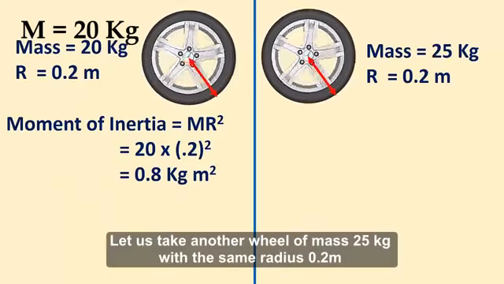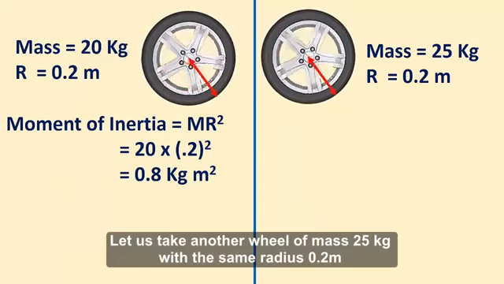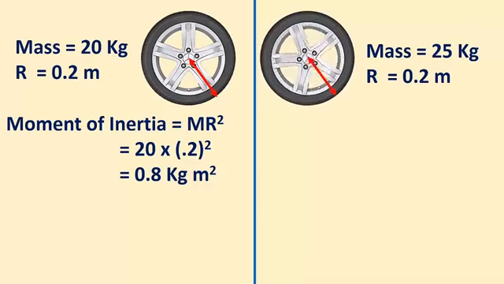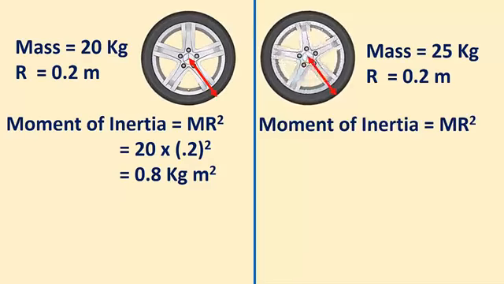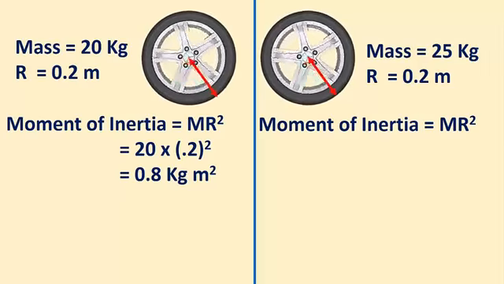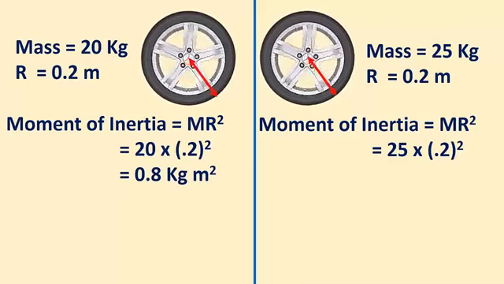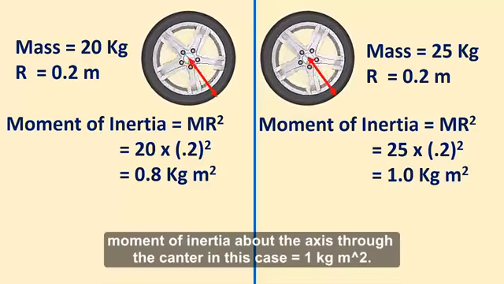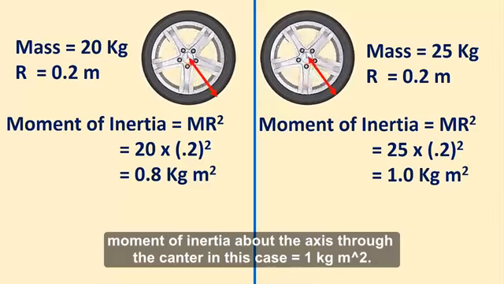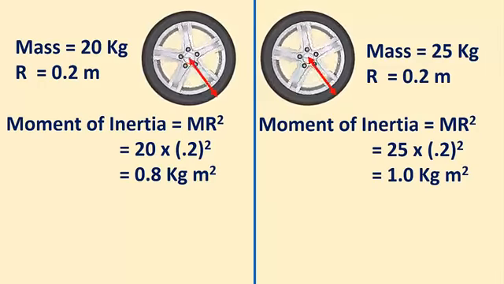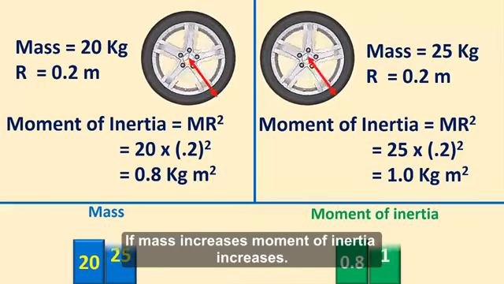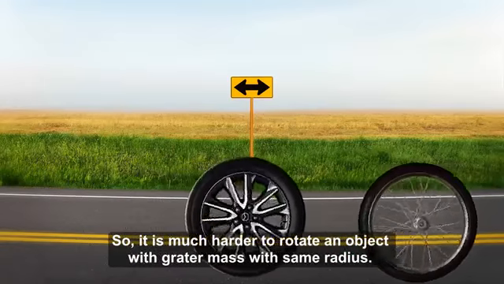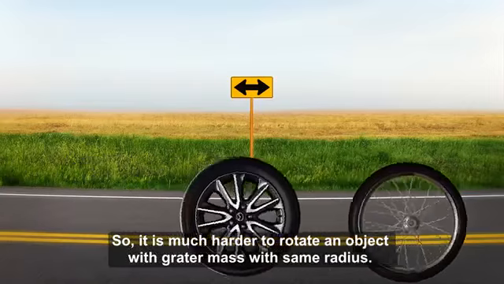Let us take another wheel of mass 25 kg with the same radius 0.2 meter. The moment of inertia of the wheel about the axis of rotation is again mr², which is equal to 25 × 0.2², equal to 1 kg·m². Therefore, the moment of inertia about the axis through the center in this case is 1 kg·m². If the mass increases, the moment of inertia also increases. So, it is much harder to rotate an object of greater mass with the same radius.